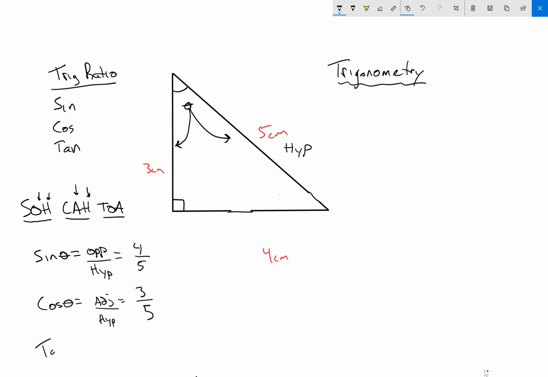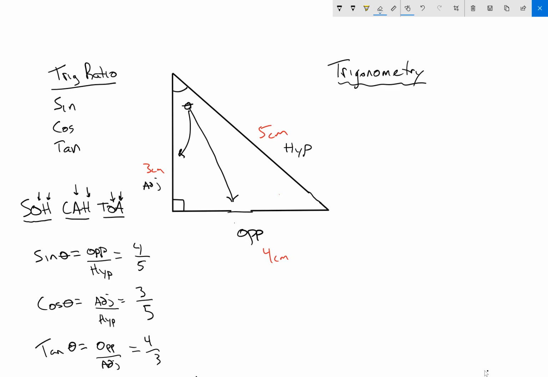And finally, the tangent of theta. So that's the TOA part, the tangent. Well, you might be able to guess what the O and the A are. The tangent is the opposite divided by the adjacent. So the opposite, in this case, because the angle's over here, is 4, and the adjacent is 3. So opposite over adjacent equals 4 over 3. That's the tan ratio.